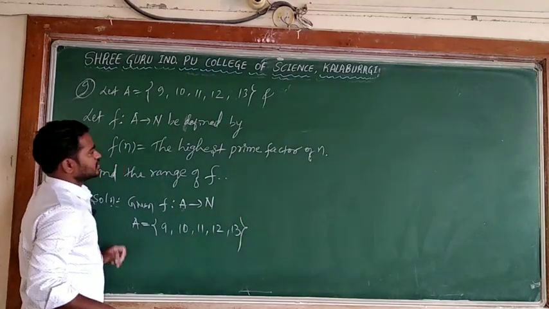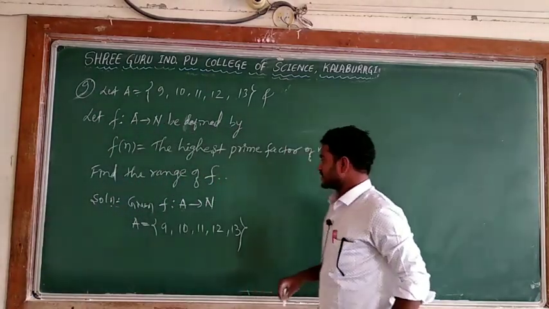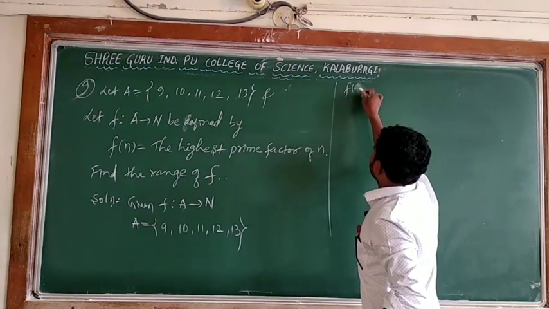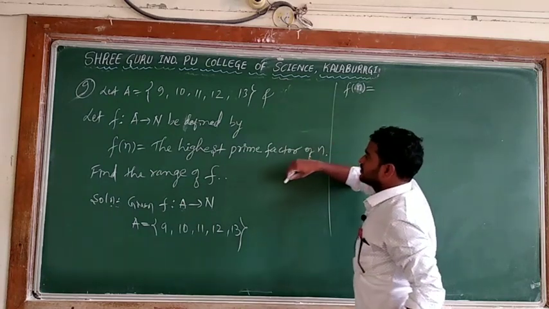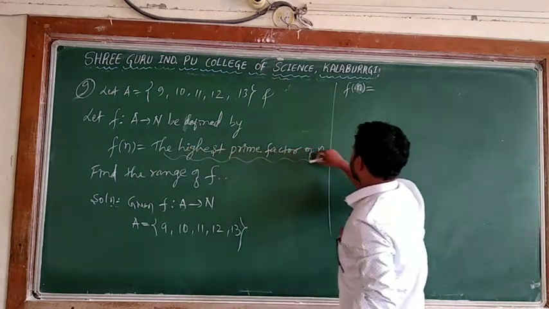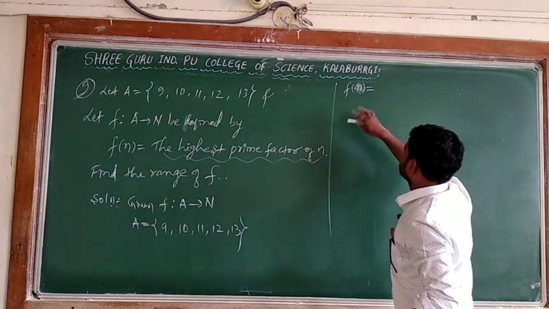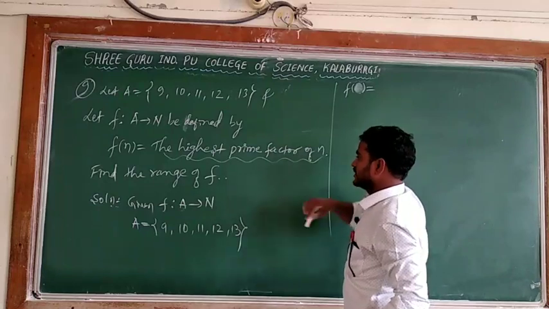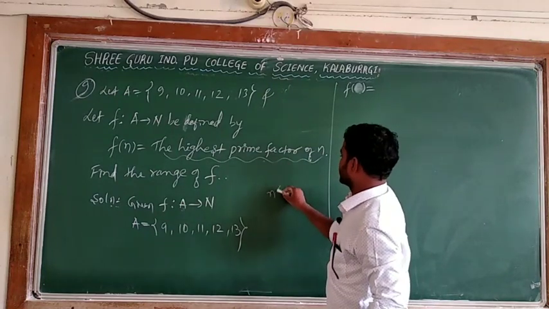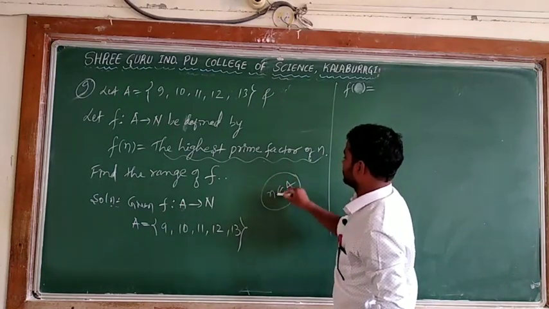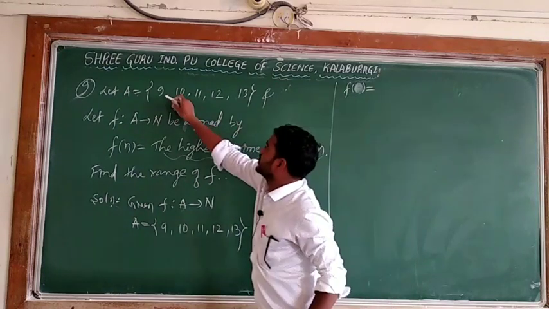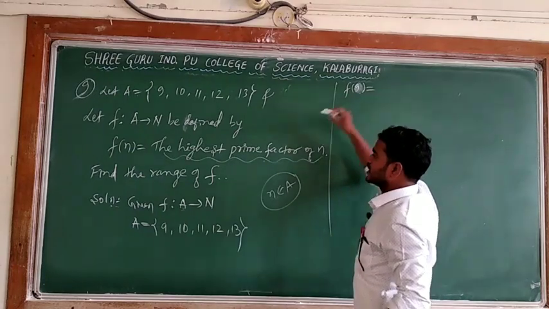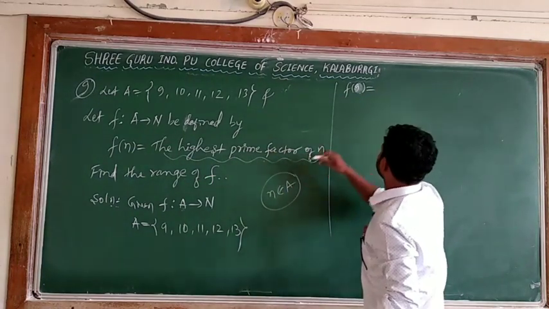According to this I need to find the value of f of n. F of n is the highest prime factor of n, where n belongs to set A. The first number is 9, so I will write 9 here. F of 9 means the highest prime factor of 9.